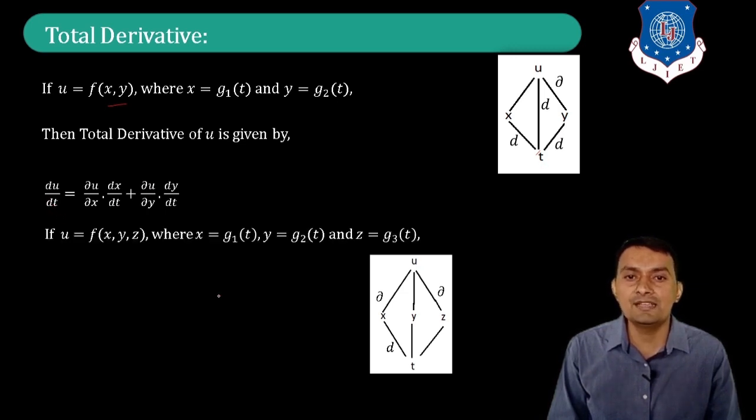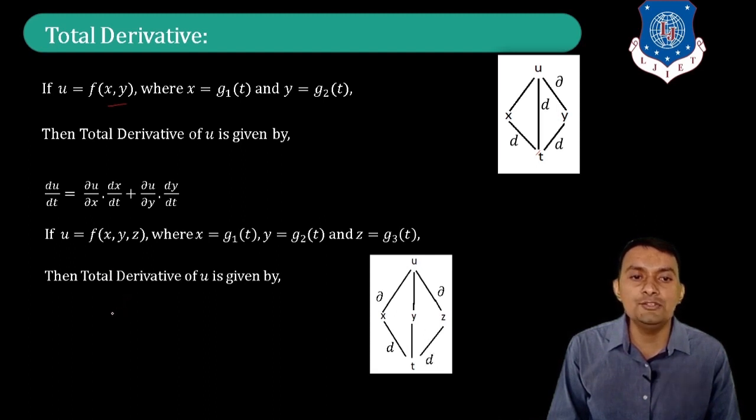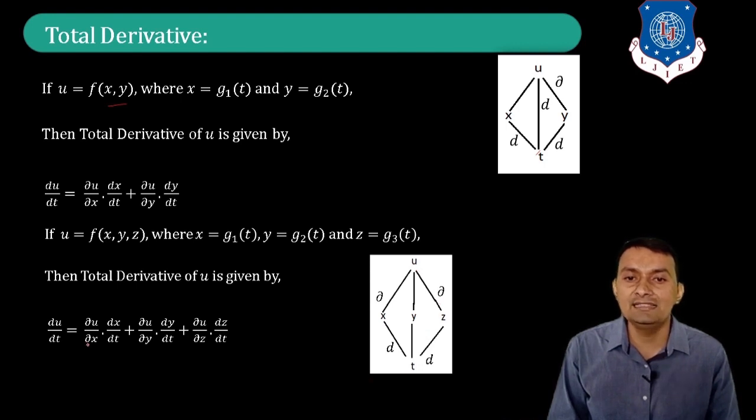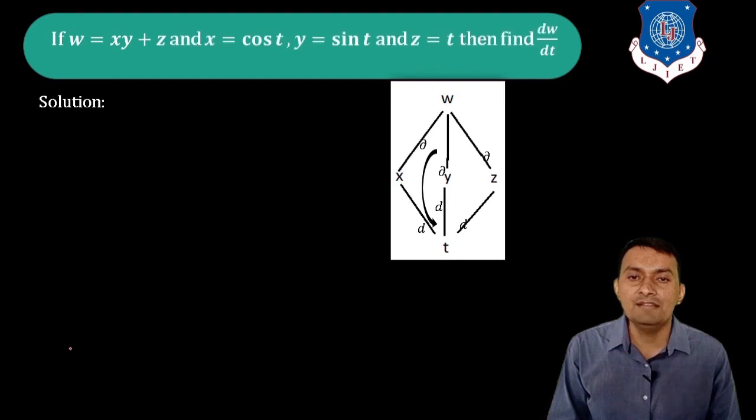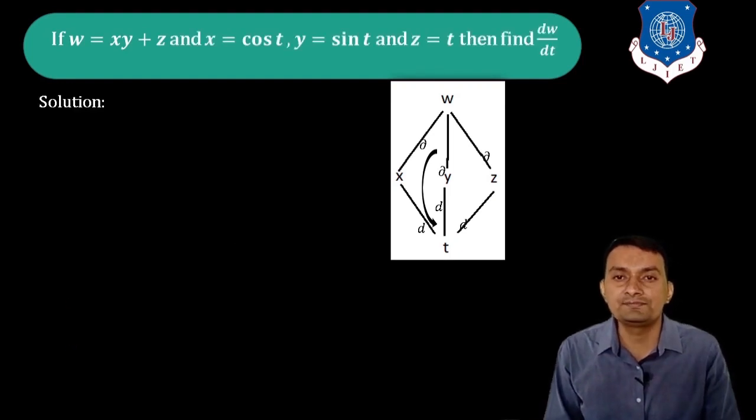But suppose u is given as a function of three variables x, y, z, where x is a function of t, y is a function of t, and z is a function of t. In that case, what will the total derivative be? du by dt will be del u by del x into dx by dt plus del u by del y into dy by dt plus del u by del z into dz by dt, and that is our total derivative whenever we have a function of three variables.